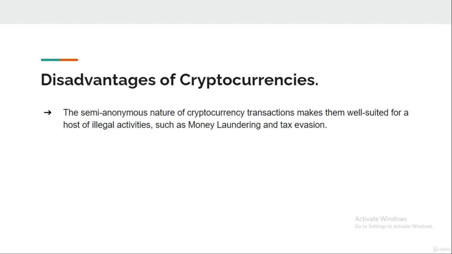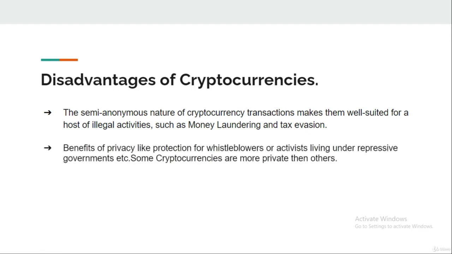But in terms of tracking, bitcoins are quite weak. Some governments have traced the bitcoins and several illegal vendors have been caught. Ethereum is more secured and transaction friendly as compared to bitcoins. Benefits of privacy include protection for whistleblowers or activists living under the pressure of governments, etc. Some cryptocurrencies are more private than others.